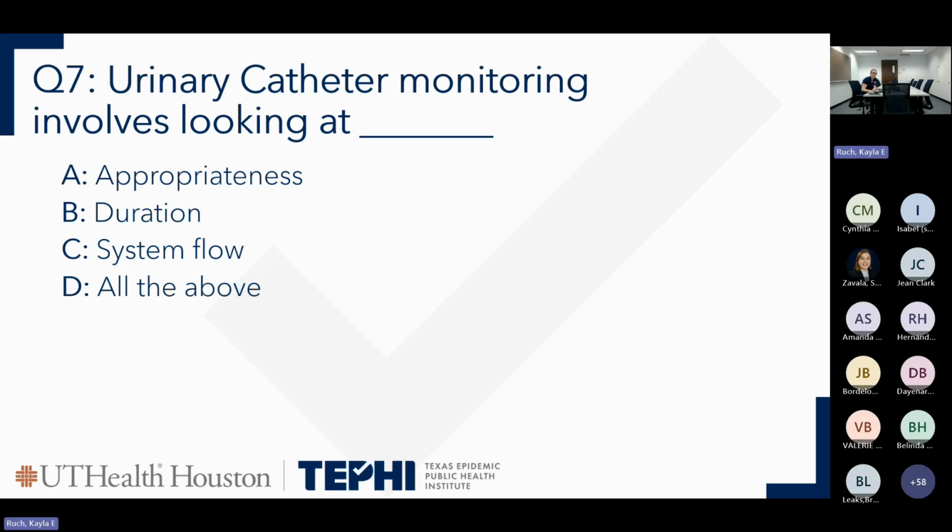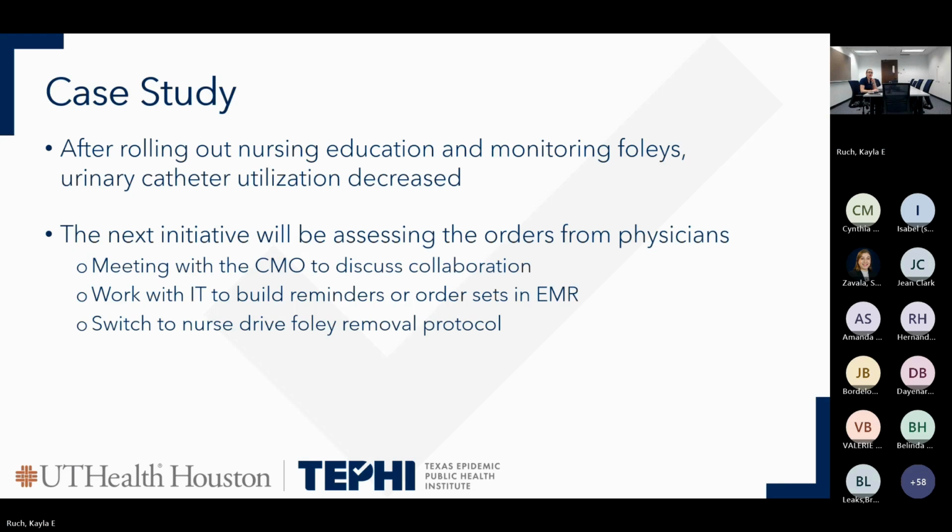The appropriateness, duration, system flow, or D, all the above. So when you're auditing the catheter, how it looks, you want to make sure that it's appropriately inserted, how long it's been in there, making sure that the bag is below the bladder so you're not getting backflow? Yes, the answer is D.